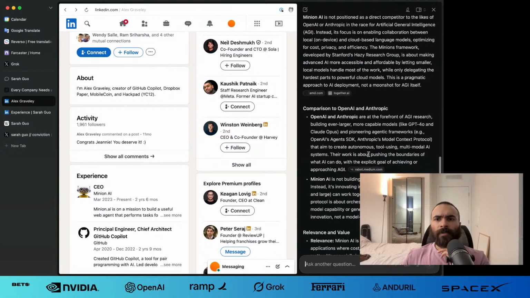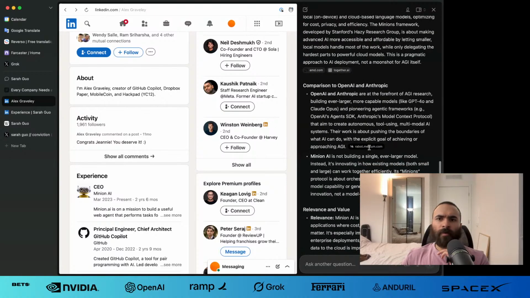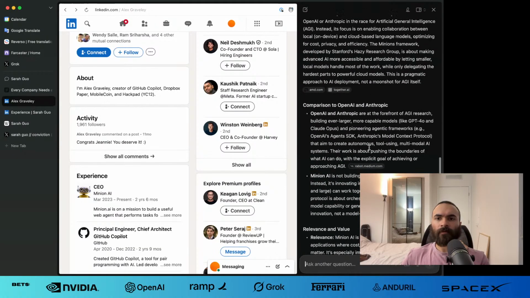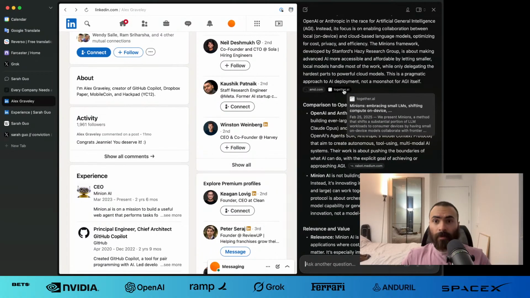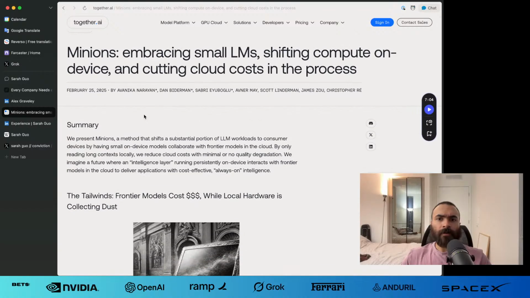Making advanced AI more accessible and affordable by letting smaller local models handle most of the work, while only delegating the hardest parts to powerful cloud models. This is a pragmatic approach to AI deployment, not a moonshot for AGI itself. Okay, makes sense. So this is more of Together AI. Okay. Embracing small LLMs, shifting compute on device and cutting cloud costs in the process.